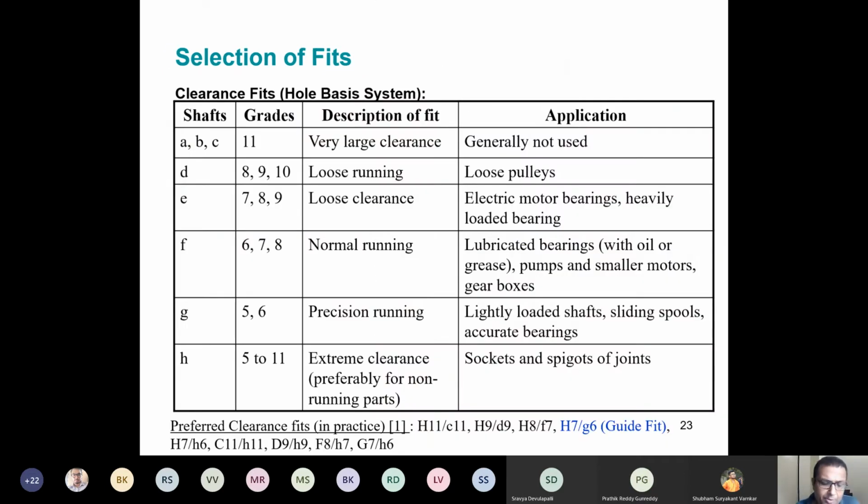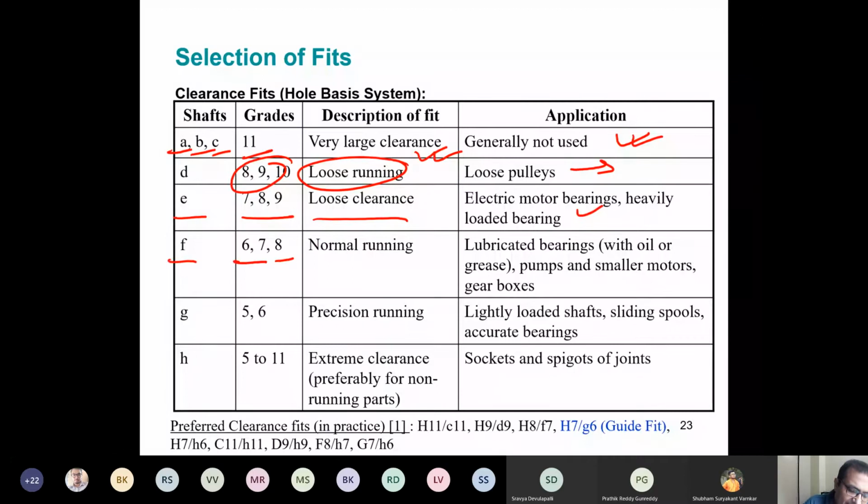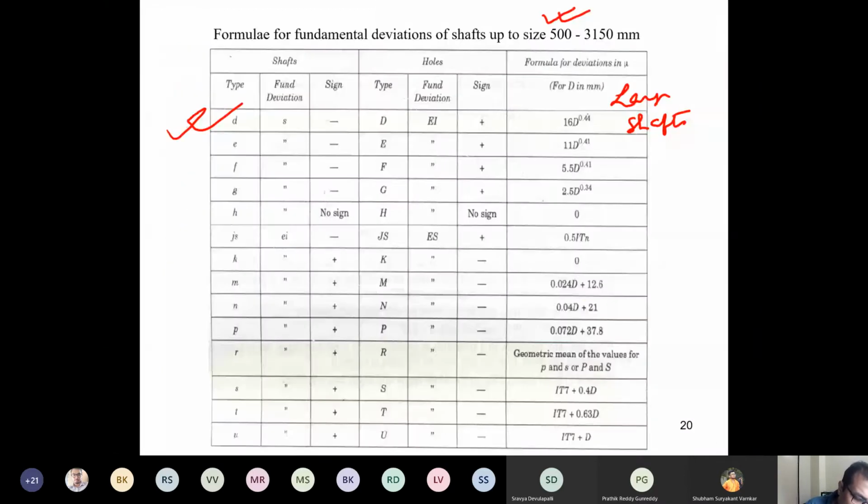And if you really want to understand what kind of grades are used in what applications, basically A, B, C, and 11, which is a very coarse grade, they are very large clearances, so you don't really use it. D, 8, 9, 10 will be loose running, as in loose pulleys, right? E, 7, 8, and 9 are loose clearance: electric motors, heavily loaded bearings. Then F7, F6, 7, 8. So F6, 7, 8 basically would mean, let me just write what F means. Let's go and see what F means.